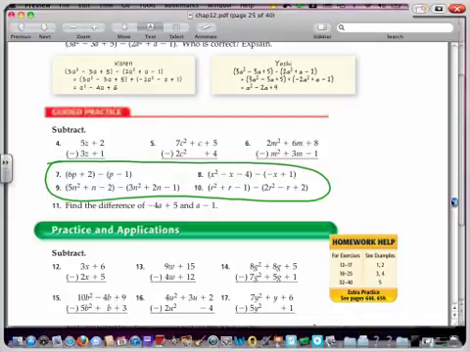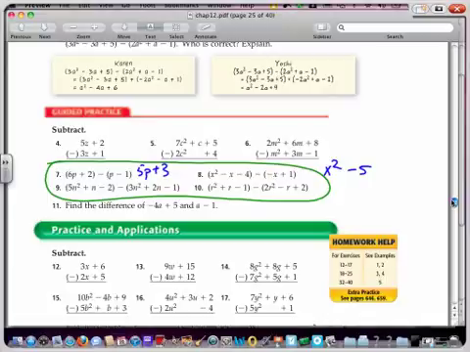All right, so hopefully if you did those, you should have gotten on this one 5p plus 3. On this one, you would get x squared plus no x's in between, minus 4, minus 5.